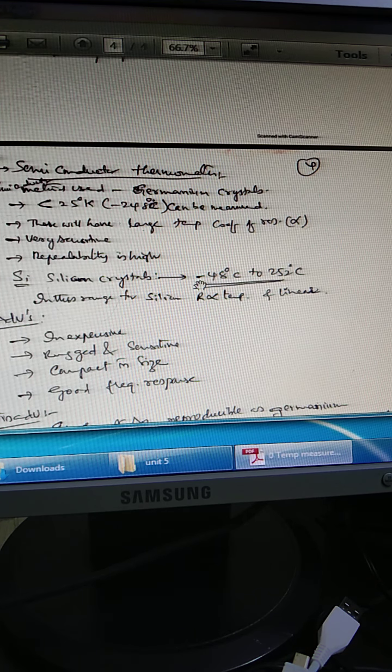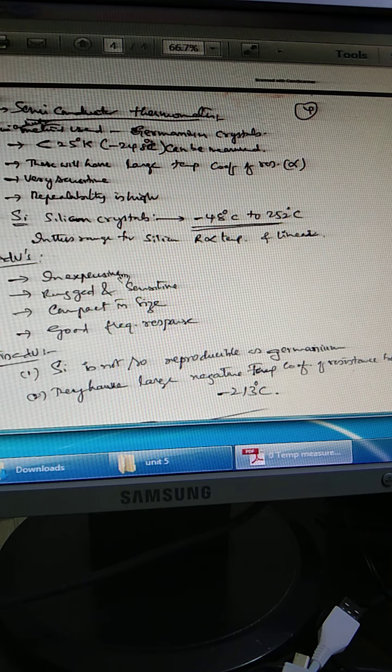Its temperature range will be minus 48 degrees centigrade to 252 degrees centigrade. In this range, for silicon, resistance is directly proportional to temperature and its characteristic is linear. The advantages of semiconductor thermistors are that they are inexpensive, rugged in construction, sensitive, compact in size, and have good frequency response. Silicon has a certain disadvantage. It is not as reproducible as germanium. They have a large negative temperature coefficient of resistance below minus 213 degrees centigrade.